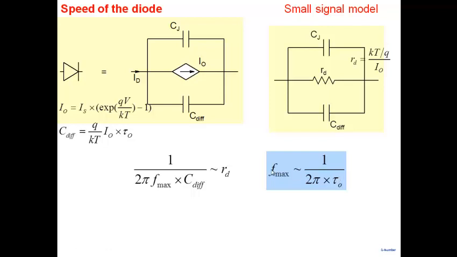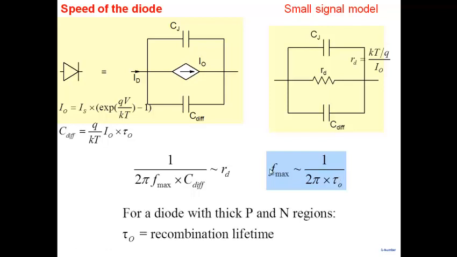For a thick diode, this is a very important point. For a diode with thick P and N regions, that's the diode that we have been looking at, tau 0 is nothing but the recombination lifetime. How fast your diode operates depends on this tau naught.